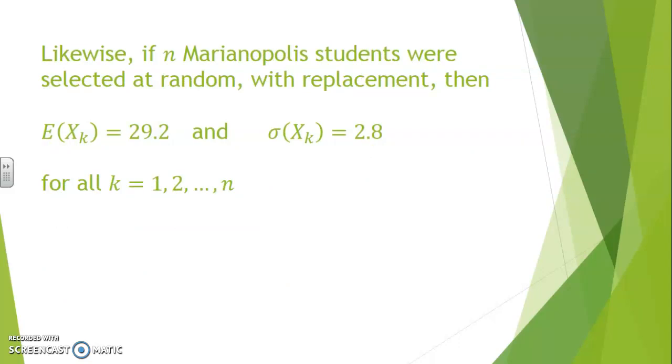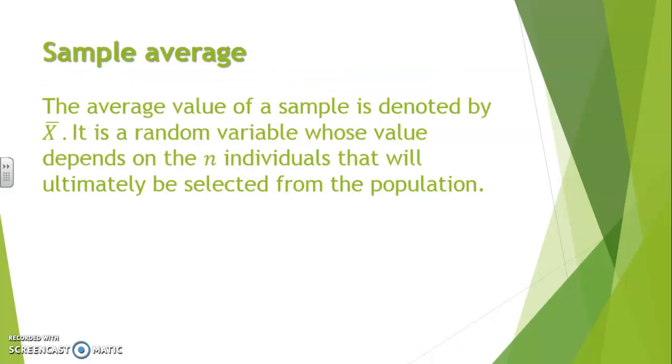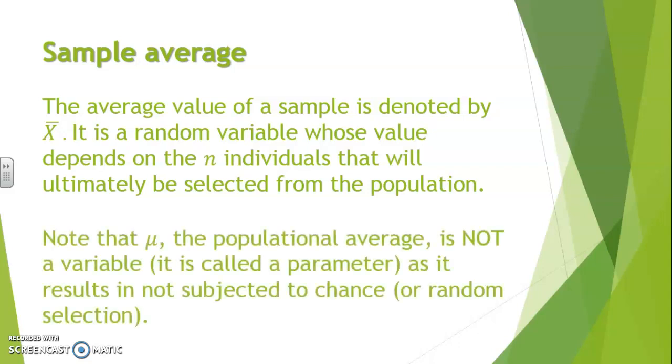Likewise, if n Marinopolis students were selected at random with replacement, then the expected value for all of these xk's would be 29.2, and the standard deviation of these xk's would all be 2.8. Now, a sample average is denoted by x bar. It's essentially the average of the n individuals that will be selected from the population. It's a random variable because the outcome of x bar depends on who is selected. In contrast, note that mu, the populational average, is not a variable. We call it a parameter, as it is not the result of chance or random selection. It consists of the average value of all individuals in the population.